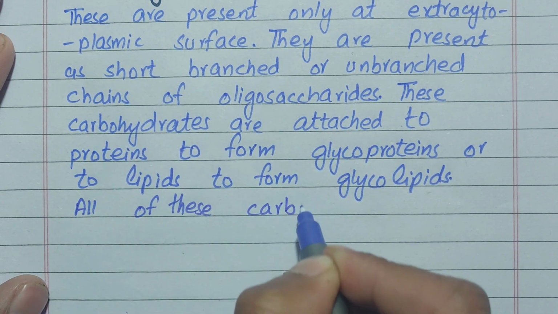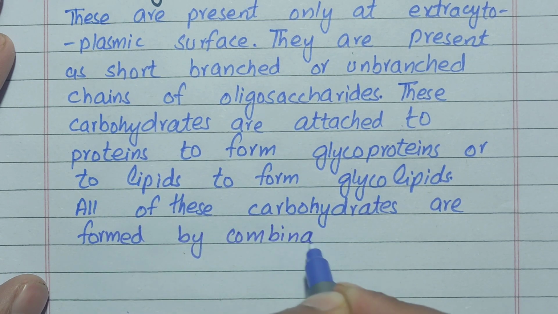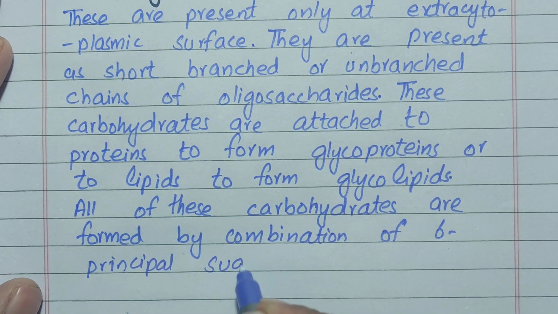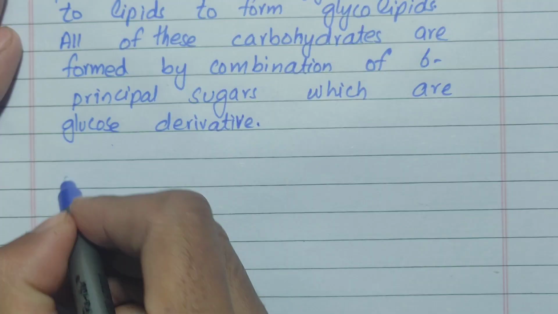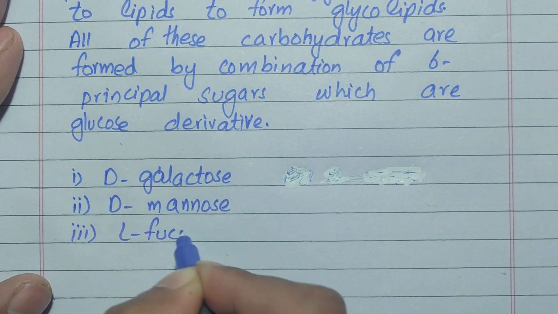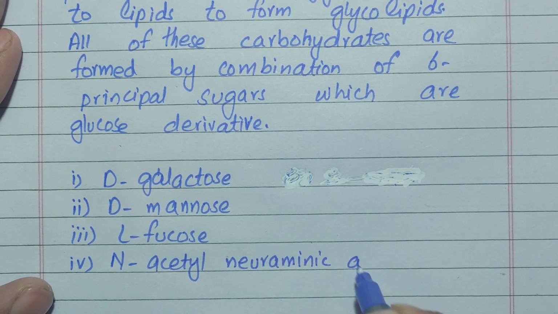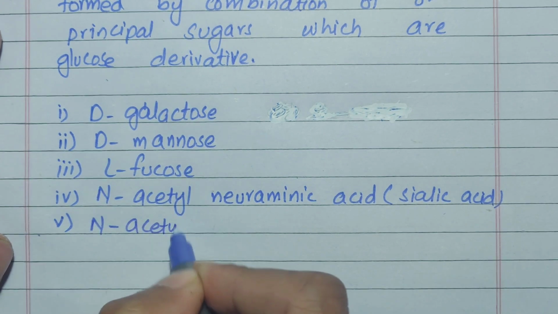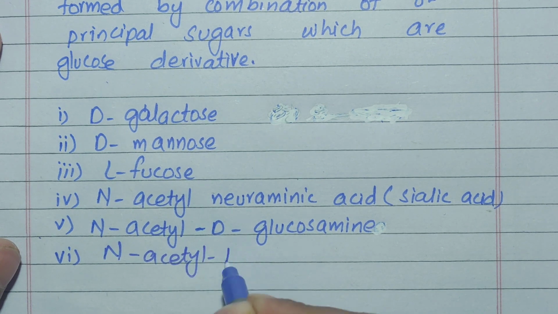All of these carbohydrates are formed by combination of six principal sugars, which are glucose derivatives. These six sugars are D-galactose, D-mannose, L-fucose, N-acetylneuraminic acid, N-acetyl-D-glucosamine, and N-acetyl-D-galactosamine.